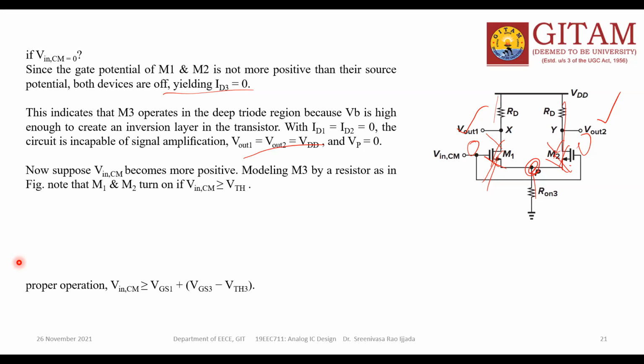Suppose the input common mode value becomes more positive. Then what happens if it is more positive? M3 is converted into a resistor, like in the picture. Note that M1, M2 turn on. Any one can be turned on with the condition that the input CM value is greater than or equal to VTH.